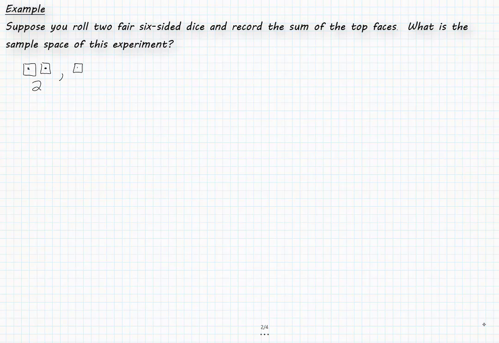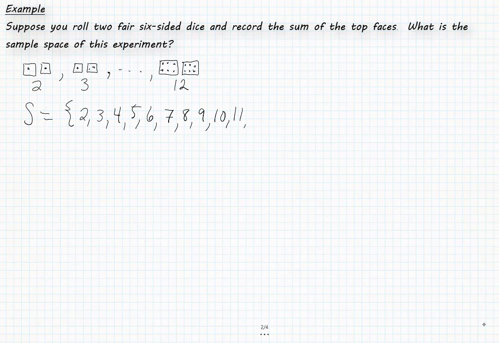And we can continue this process. We could get a 1 and a 2, which would give us a 3 as the sum of the two dice, and keep on going. And what would be the largest possible value? Well, it would be rolling a 6 and a 6, which would give us a sum of 12. So essentially we can list out all the values here. That would mean our sample space is just going to be the numbers 2, 3, 4, 5, 6, 7, 8, 9, 10, 11, and 12.